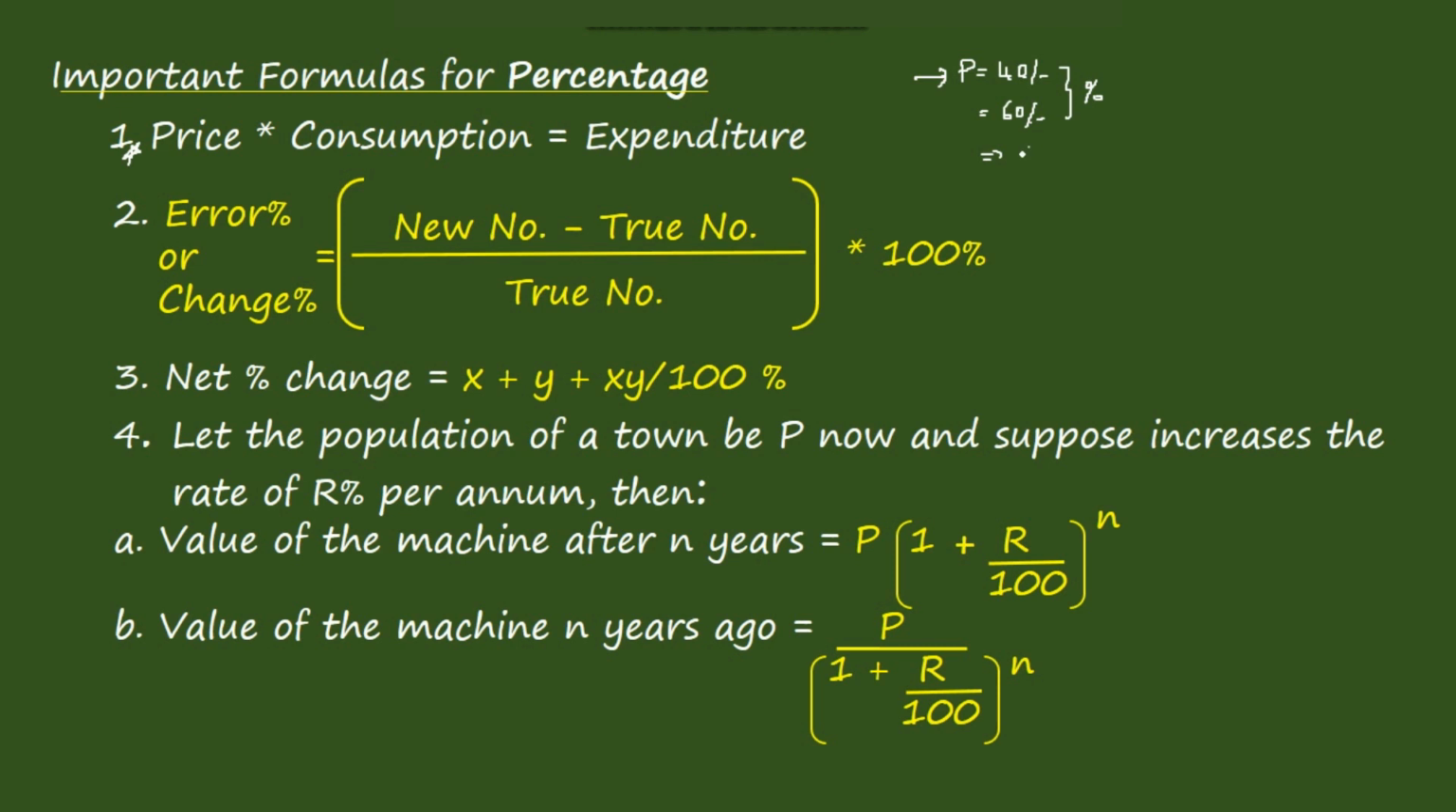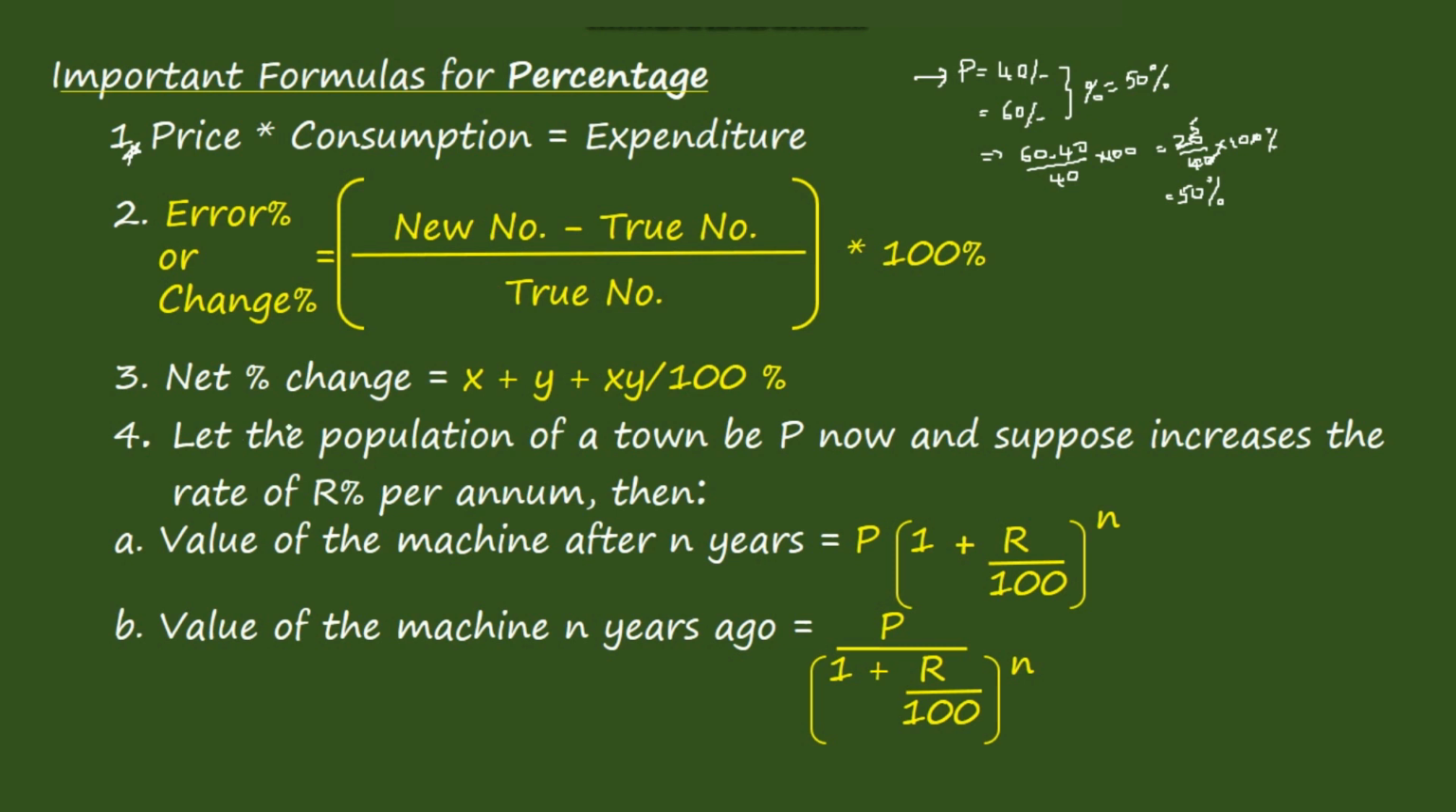Just substitute the values, we get 60 minus 40 by 40 into 100, which is equal to 20 by 40 into 100 percentage, right? The zeros get cancelled, it goes by a 5, which is equal to 50 percentage. So percentage of change is 50 percentage when the sugar is changed from 40 to 60. For such type of question, we'll be using this particular formula. The formula is new number minus true number by true number into 100 percentage.